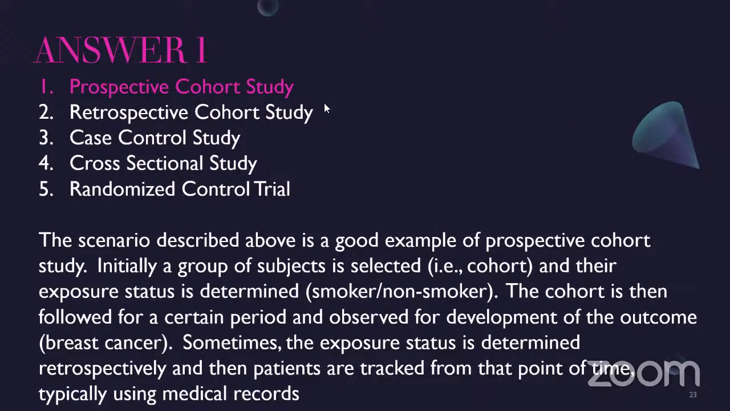Yes. So it's a prospective cohort study. The scenario described above is a good example of a prospective cohort study. Initially, a group of subjects is selected like a cohort and the exposure status is determined, like are they smokers or non-smokers, right? The cohort is then followed for a certain period and observed for the development of outcome. And here the outcome in the question was breast cancer. Sometimes the exposure status is determined retrospectively and then patients are tracked from that point of time, typically using medical records. So yes, you all are right.